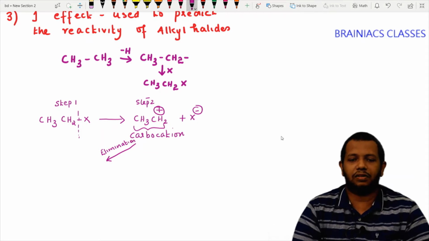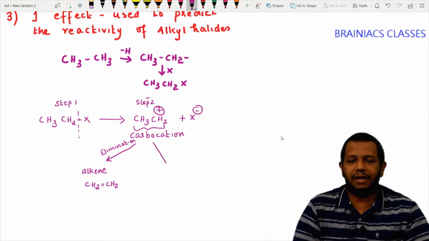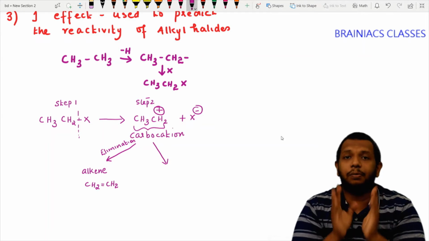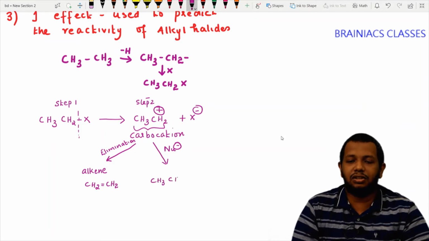So if it undergoes elimination, the product will be an alkene. Okay, CH2 double bond CH2. Okay, the other possibility is this can be attacked by anybody who is having a negative charge, because the carbocation has a positive charge. So I can say it can be attacked by a nucleophile with a minus charge. So you will get CH3 CH2 Nu, nucleophile.